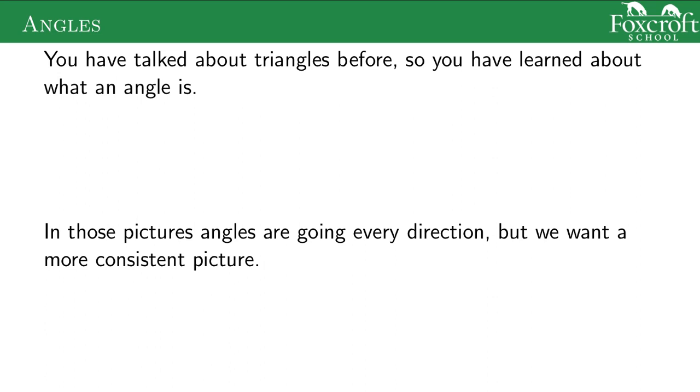All right, so we've talked about triangles before, so you learned about what an angle is. You know what a 90-degree angle is, a 45-degree angle is. In those pictures of triangles, you can have your angles looking like anything. All of these are the same angle. They're just going in different directions, but we want to get a more consistent picture. That way it's easier to talk about these angles. If they're the same every single time, they're a little bit easier to describe.